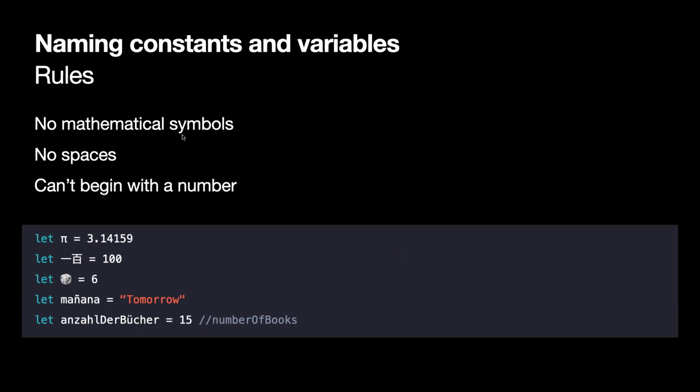You cannot use any mathematical symbols such as plus, minus, divide, the remainder or modulo. You cannot use any of that in the variable name. No spaces in the variable names. You can't have, for example, first space name. No, you can't do that. No spaces obviously means white spaces. You cannot have a tab either, right? You cannot begin with a number. But everything else is okay.